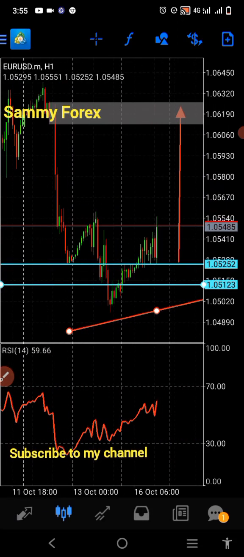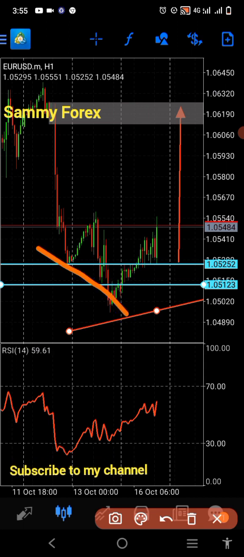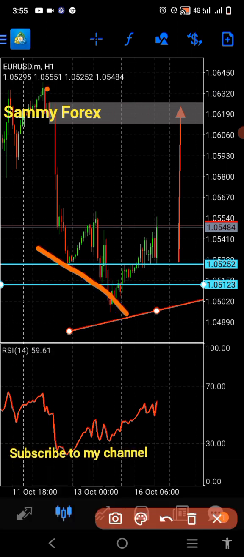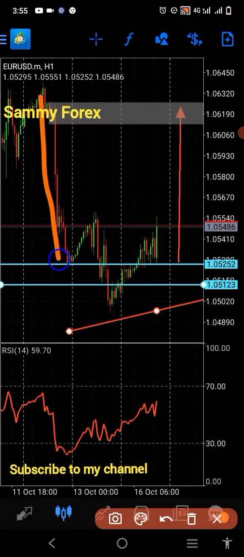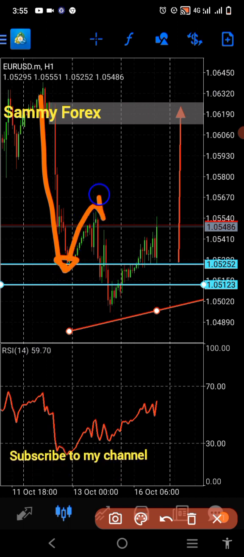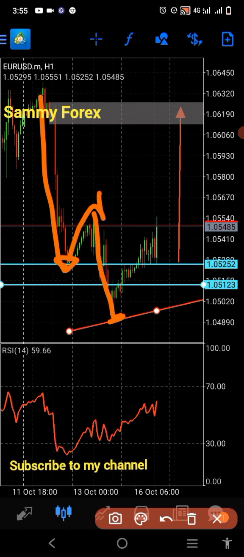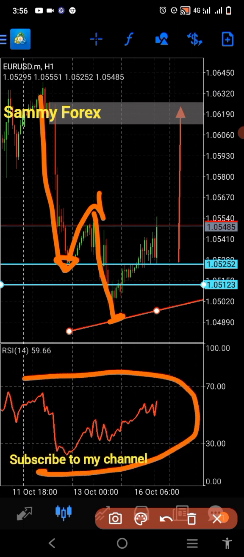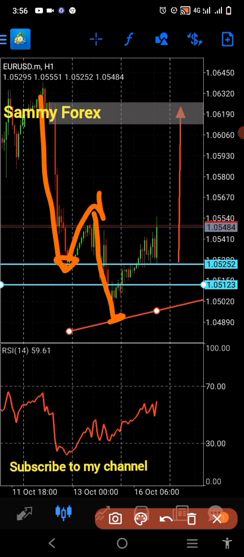So I did that here as well. You can see the difference in price. Price dropped, made a low, went up, made a high, dropped again, made a lower low. But what happened on the oscillator? Normally they are meant to follow price up and down. Whatever price does is what oscillators should do. But now we'll see what happened.